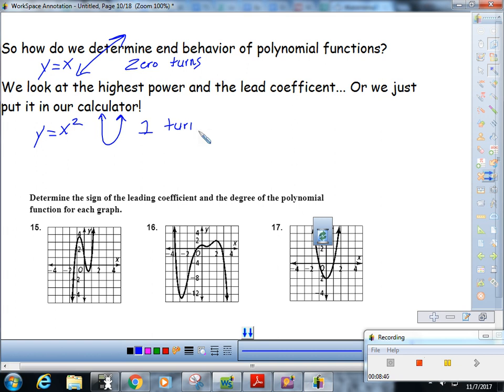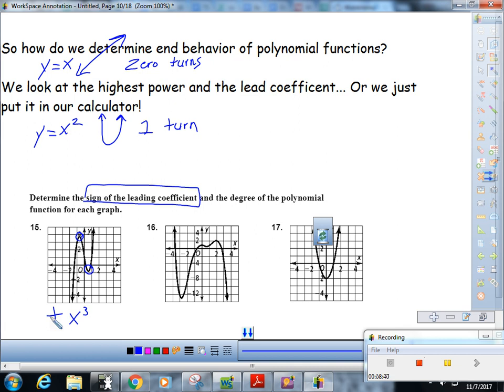The number of turns that a graph has is 1 less than the power of the exponent. Okay? So look at this graph here. How many turns do you see? 1, 2 turns. Excellent. So what is the power? This problem involves x cubed. And since it goes from low to high, what is the sign of the leading coefficient? It's positive. Okay? That's how we're doing these.